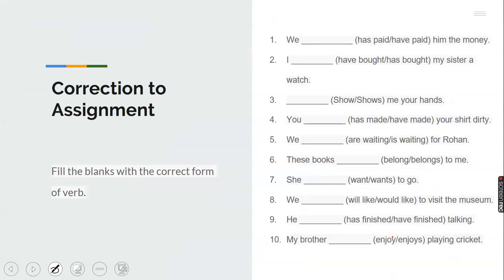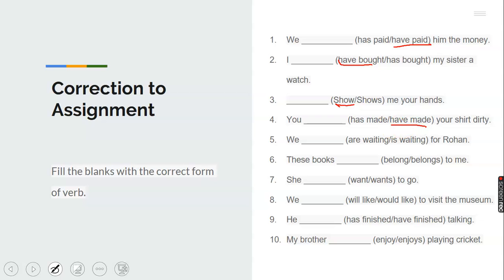Yes, last week I gave out this assignment. I said you should go home and pick the correct option for these questions. We have paid the money. This should be my answer. We have paid the money. Yes, I have bought my sister a watch. I have bought. This is the answer. You have made your shirt dirty.